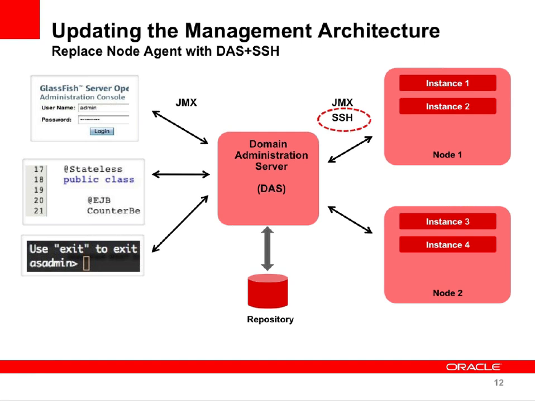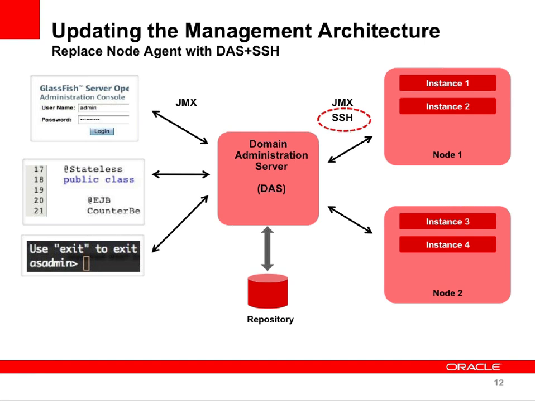So another thing that we've done here, and you see it in the upper right-hand corner with the circle around it, we've leveraged SSH as a means of replacing the node agent. So the DAS, in combination with SSH, basically takes over the role of managing the life cycle of an instance. Now, SSH is a technology that's used to securely log into remote servers. It can also be used to securely copy files to remote hosts and to securely execute remote applications. And so GlassFish actually integrates a Java SSH library directly into the DAS.